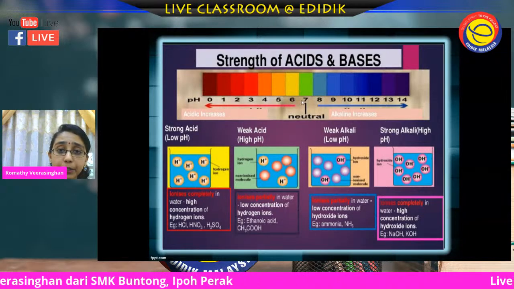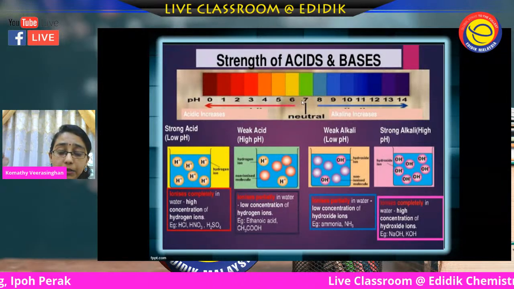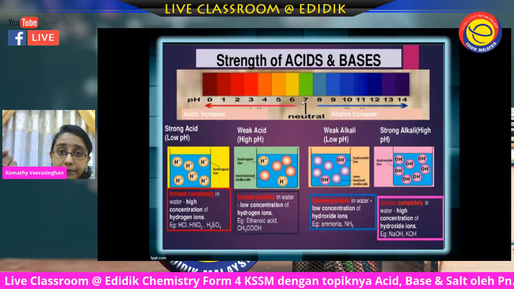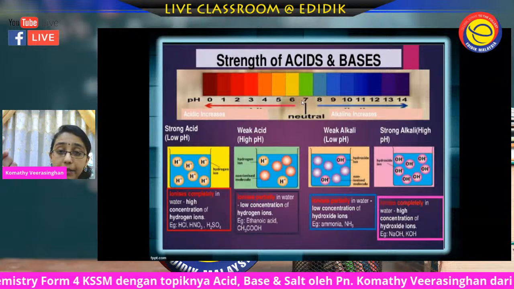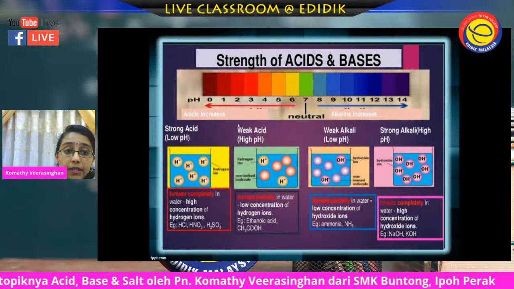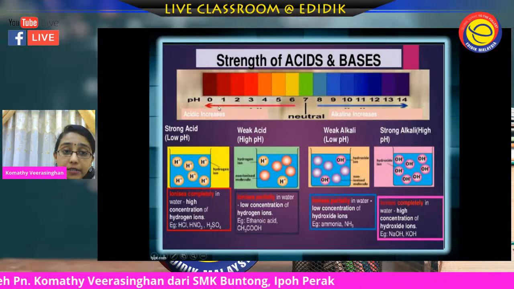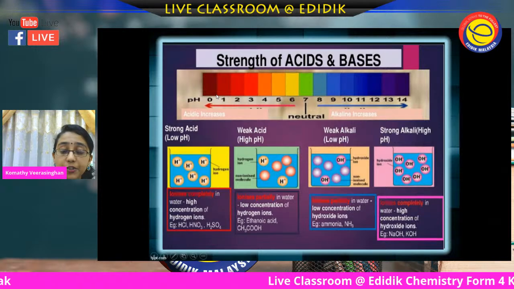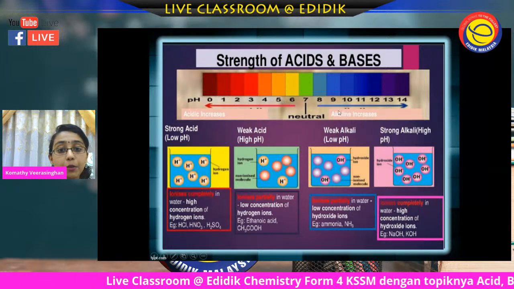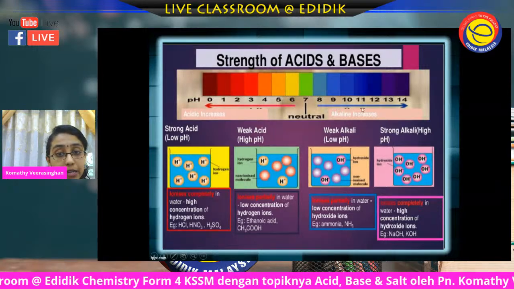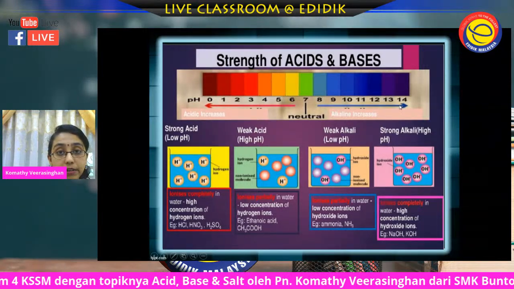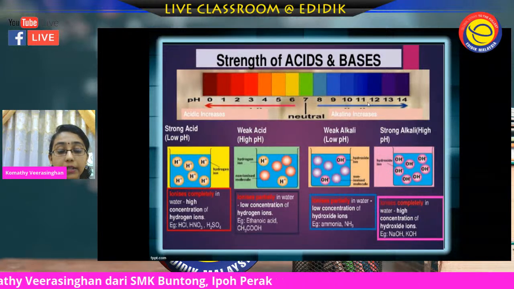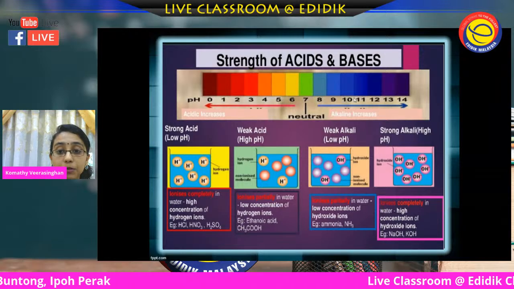One is 2, one is 0.2. So does this pH value give you any information about it? Is there any difference between these acids? There is, right? Okay, so the lower the pH value, the acidity increases. That means the acid becomes stronger. The strength increases. And the same goes for alkaline. As the pH value increases, the strength of alkaline increases. The higher the pH value, the stronger the alkaline becomes.